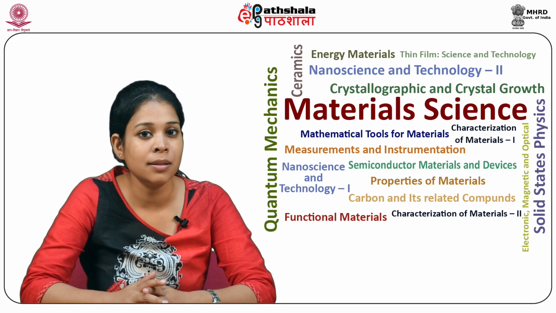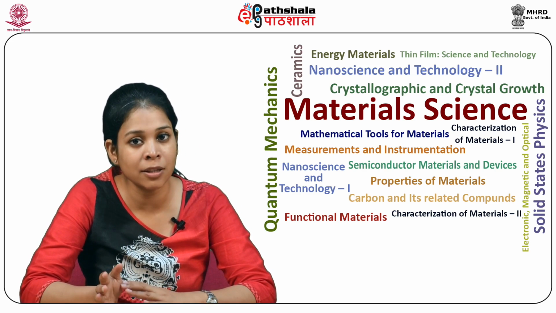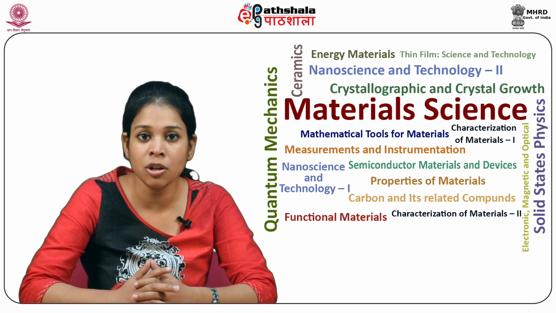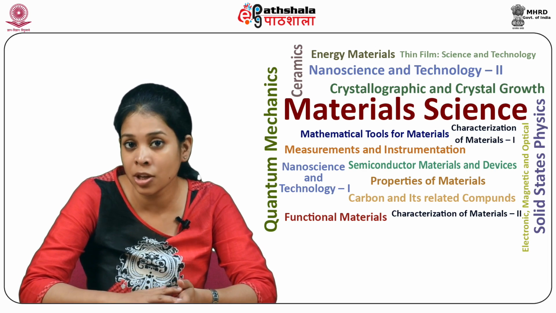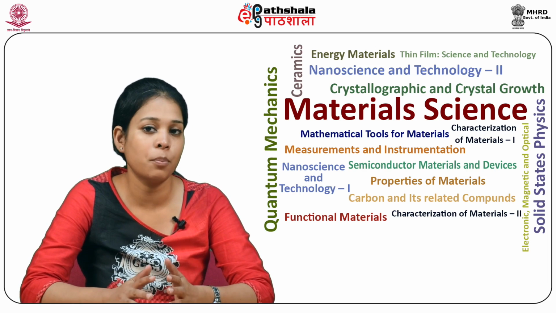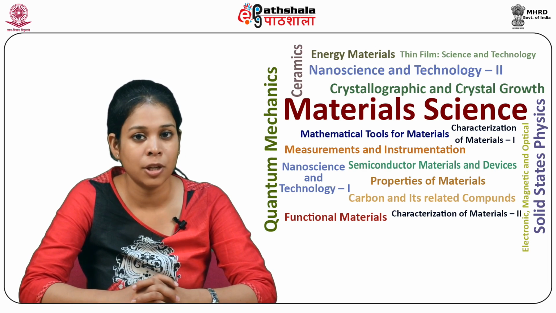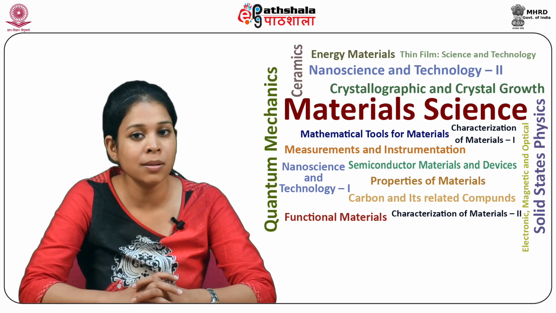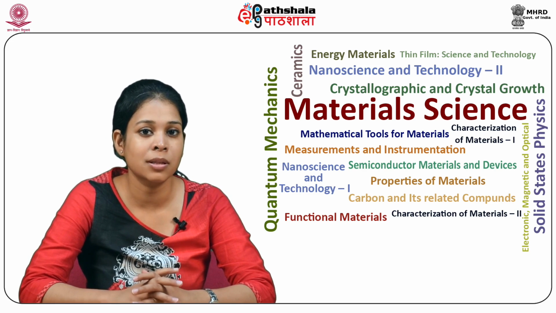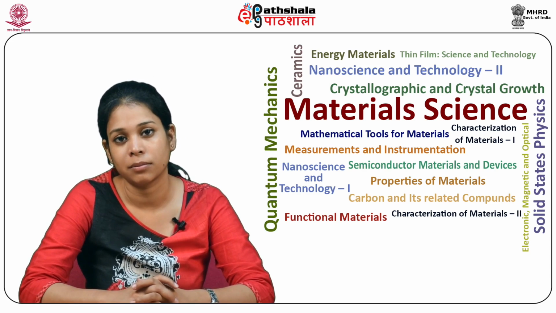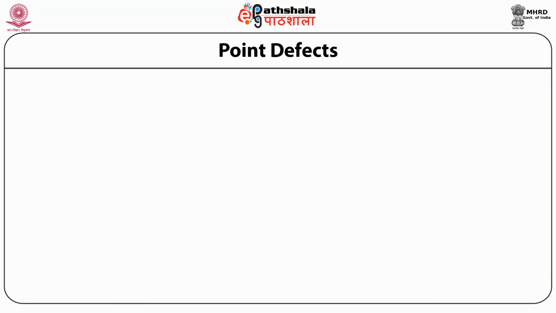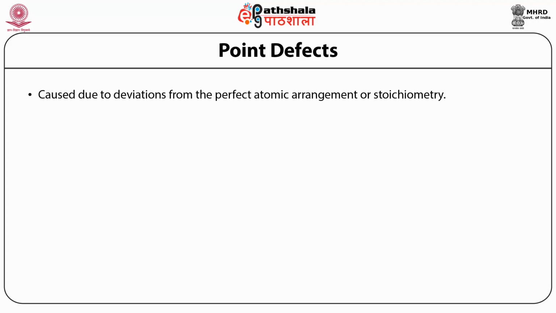This will lead us to the determination of defect concentrations as a function of the partial pressure of oxygen, which is a very important exercise to establish the defect concentration versus partial pressure of oxygen diagrams and so on. The first topic we will discuss is point defects. Point defects are caused by deviations from the perfect atomic arrangement or stoichiometry.